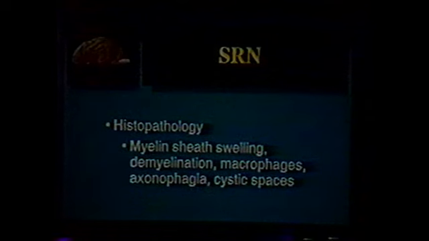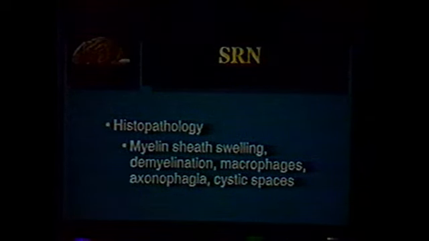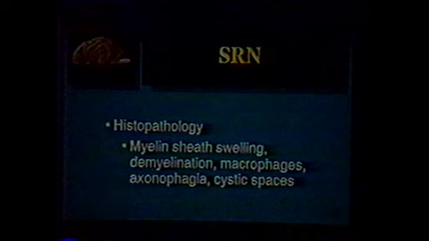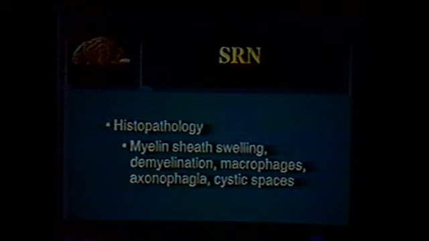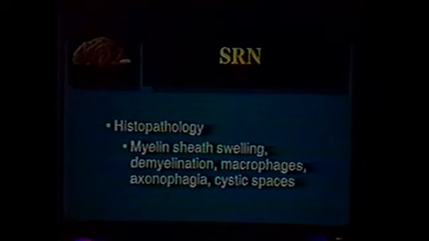Histologically, the lesions are quite characteristic. There is myelin sheath swelling. There's demyelination. We may see macrophages with axonophagia if it's severe enough, and cystic spaces in the myelinated nerves. Okay. And here's a very nice example of this that came to me from a colleague at a pharmaceutical company in Japan. No one's going to have any trouble diagnosing this.